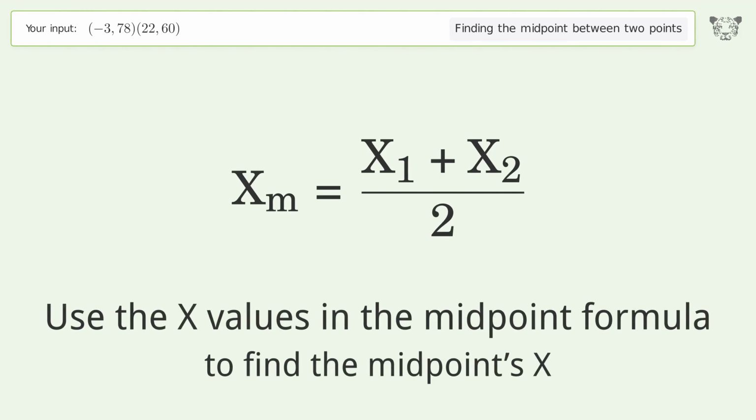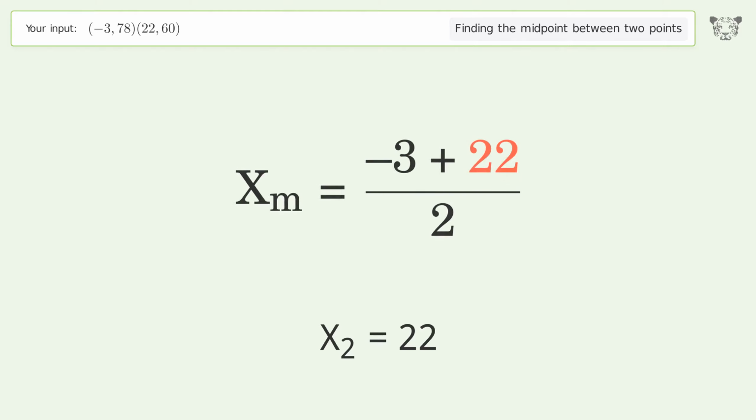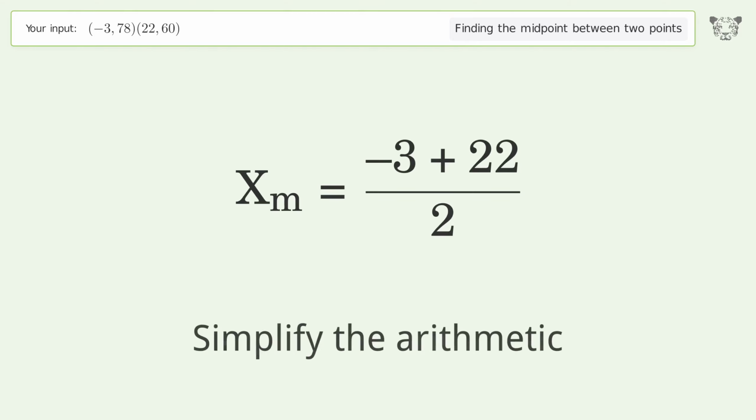Use the x values in the midpoint formula to find the midpoint's x. x1 equals -3. x2 equals 22. Simplify the arithmetic.